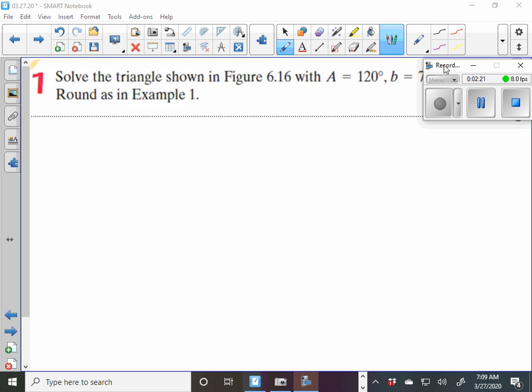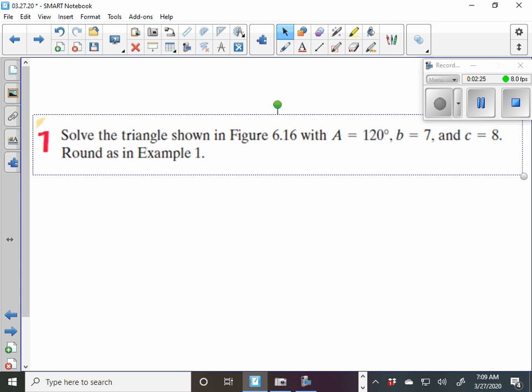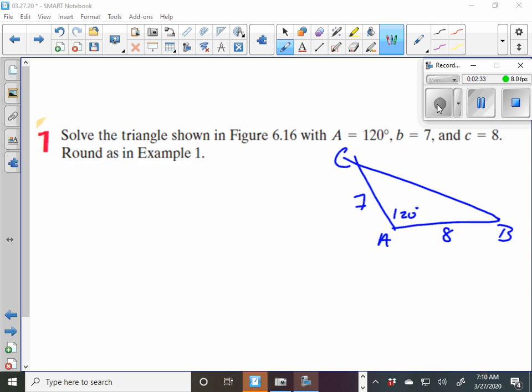All right, let's see what we can do about all this. Let's just move this down so we can see it. Solve the triangle shown in the figure, which I didn't give you. We can draw that. When we say solve the triangle, that means we've got to find side a here, measure of angle B, and measure of angle C.